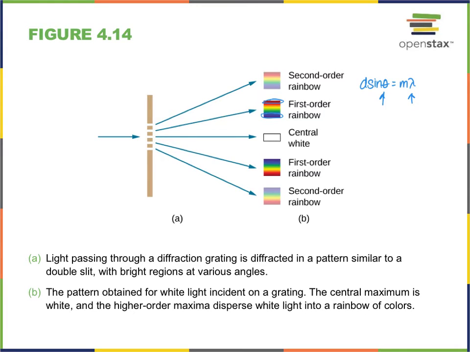Now, in terms of the order, where m comes into play, you typically get probably two different constructive interference patterns from a diffraction grating. As you can see, as we go outward to the second order, the intensity is getting a lot less, and it actually becomes much harder to see even the second order constructive interference pattern when you're looking at a diffraction grating.